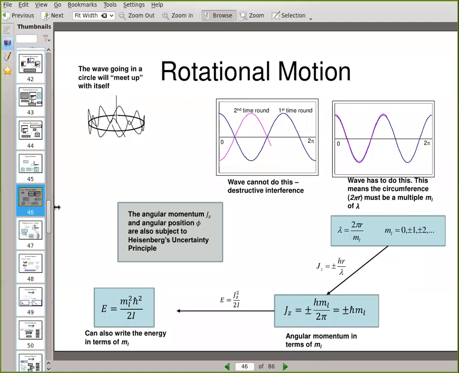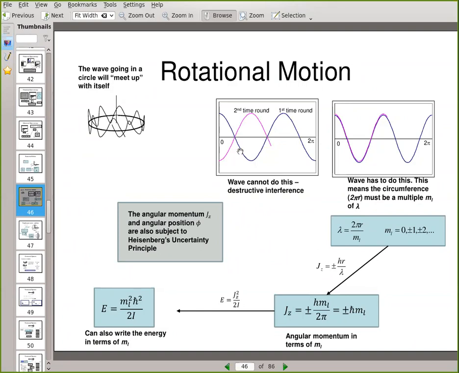But there's a problem with thinking of a particle as a wave going around in a circle. And the problem is here. If you've got a particle that is a wave that goes round and round and round, there's going to be an issue where it meets up with itself at the end of a cycle. So you can't have the wave being like this the first time it goes round, and then the second time round going like this. That wave will interfere with itself in a destructive manner. The positive and negatives will cancel out, and so you will not have a stable wave at all.